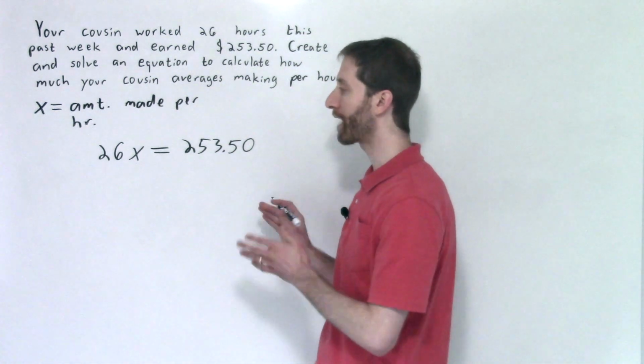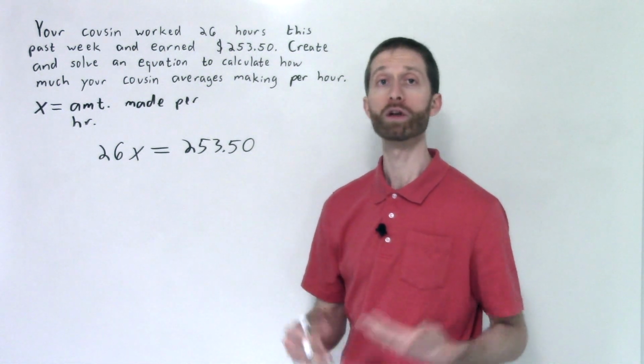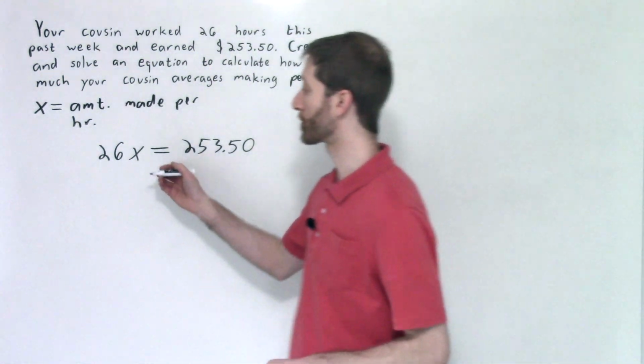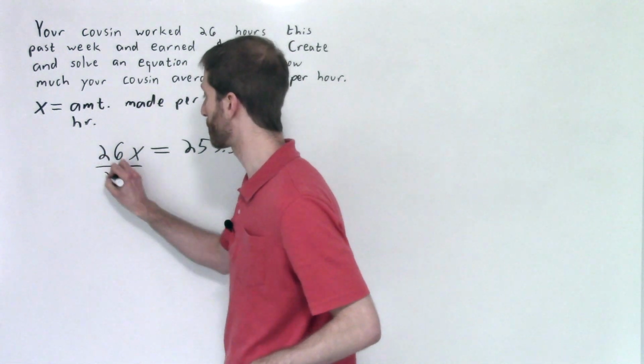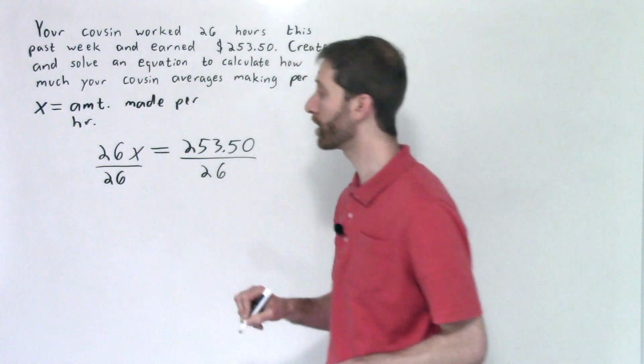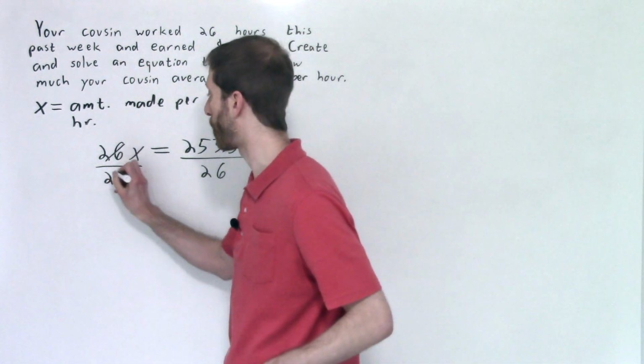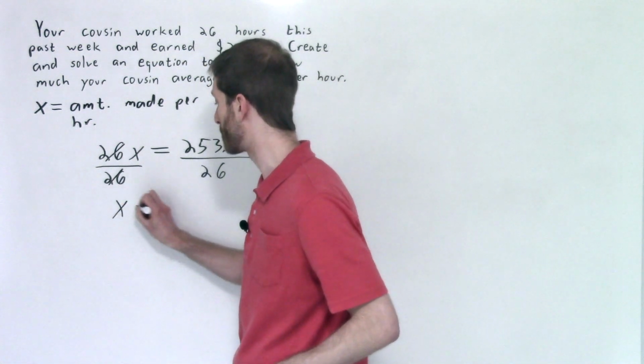Now, all that we have left now that we've translated our word problem is to solve a pretty straightforward equation. We're going to undo multiplication by dividing by 26. So I do that on both sides of my equation. From here, we notice that we can divide out 26 by 26. That will give us 1. So we've isolated x, we've done our job.